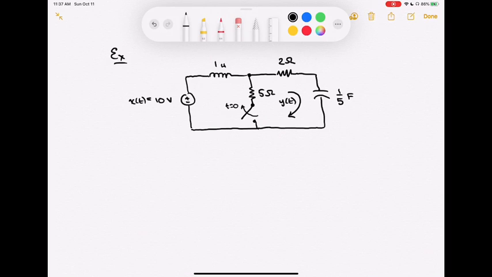So let's think a little bit about what happens in times t less than 0. In a time t less than 0, we're going to have that switch closed.